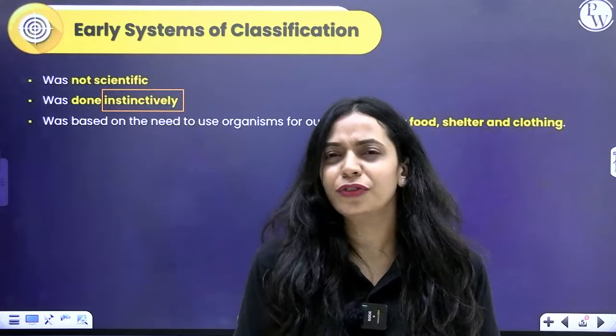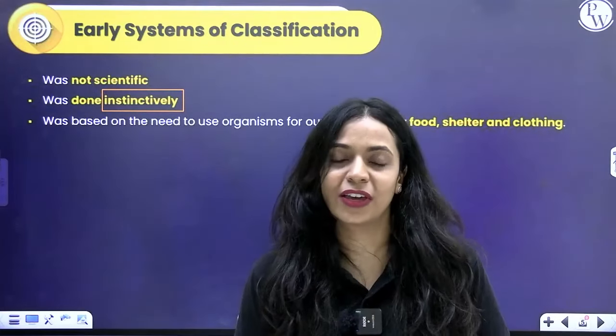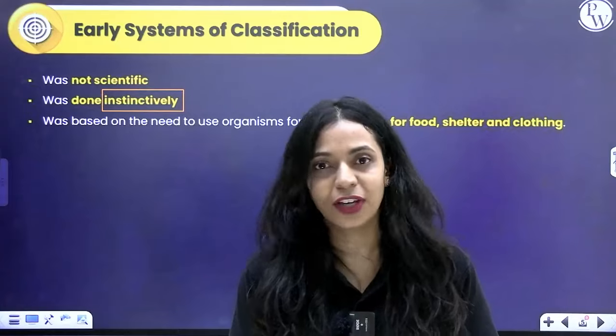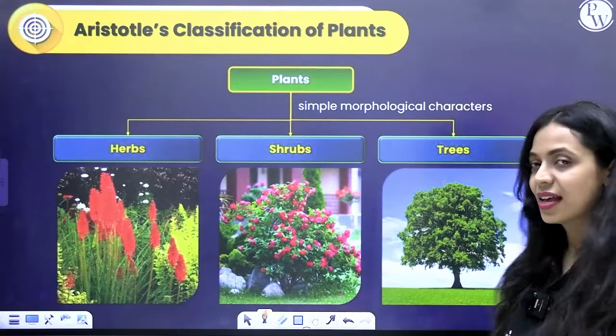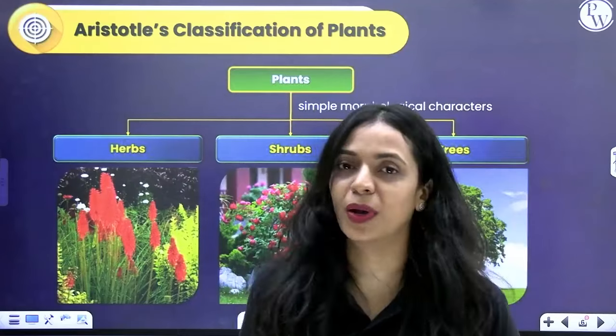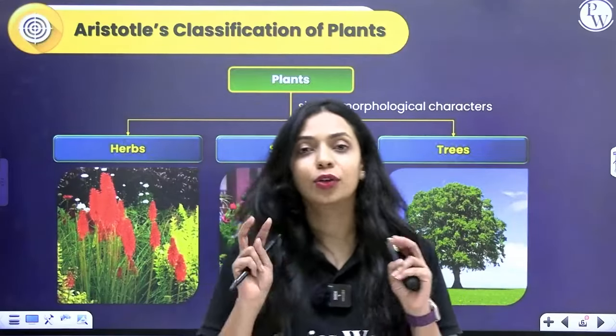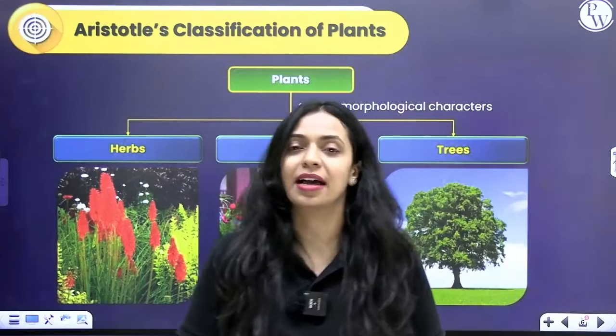But one of the earliest systems of classification which was kind of scientific was Aristotle's classification. Everybody knows about Aristotle, I guess. Aristotle attempted to classify both plants and animals in various ways. Two examples are given to you in your NCERT textbooks.